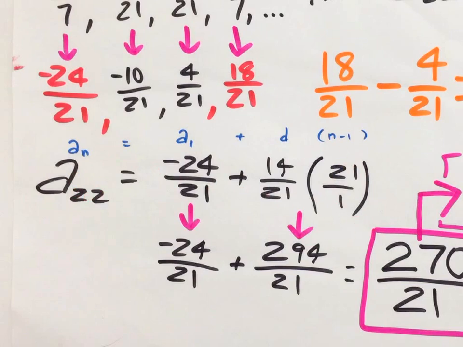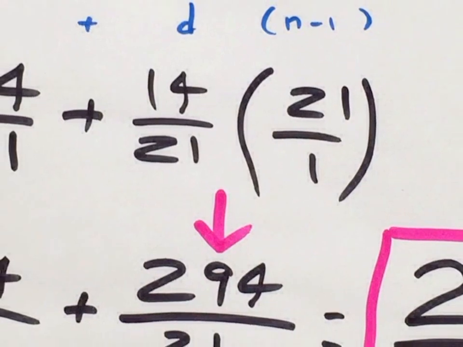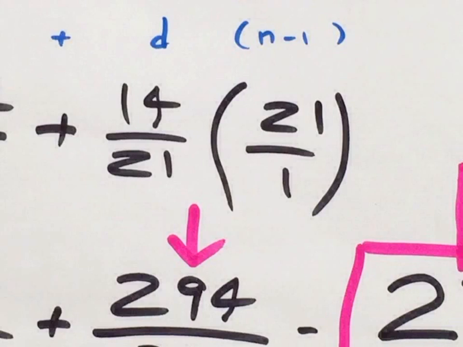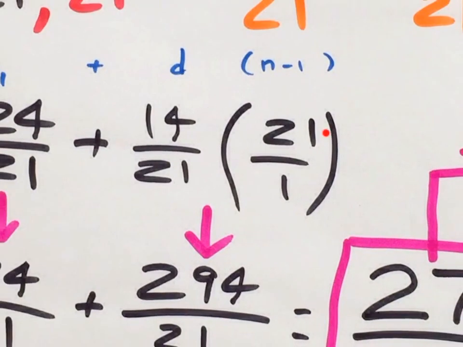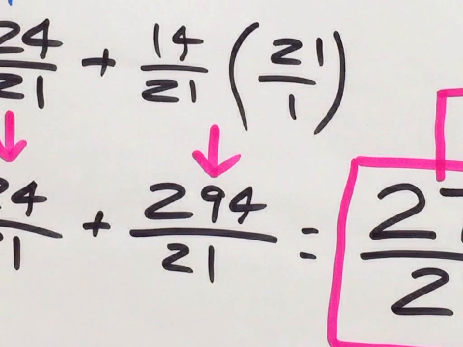And we're going to always, and this is really important, follow order of operations. We're always going to multiply before we add. Make sure you do that because if you don't, you're going to get a wrong answer. So 14 times 21 is going to give us 294. And 21 times 1 is going to give us 21.